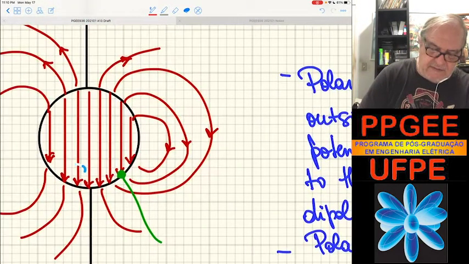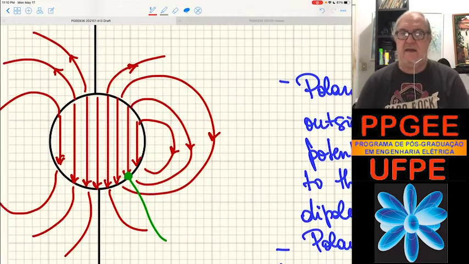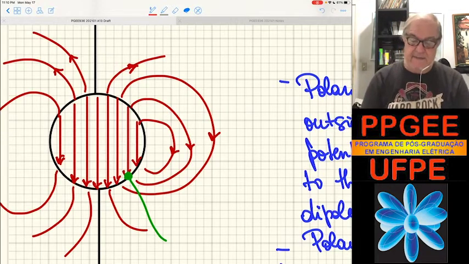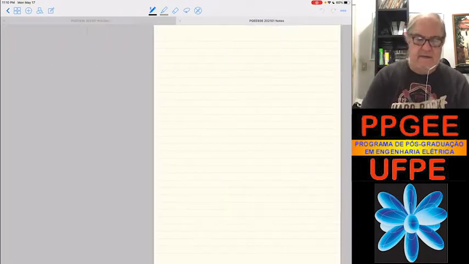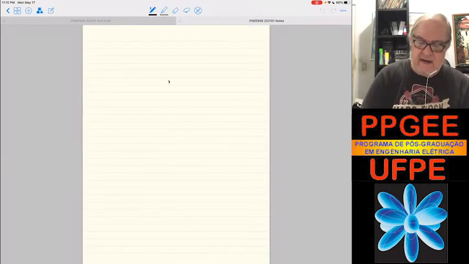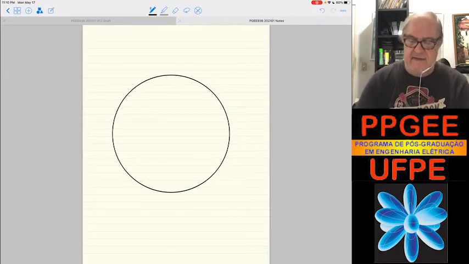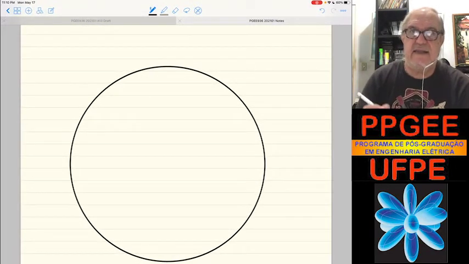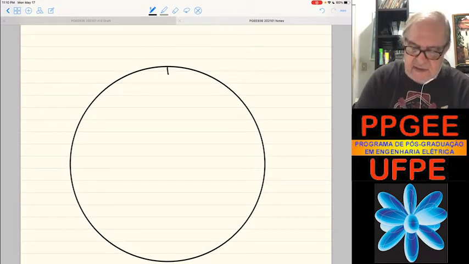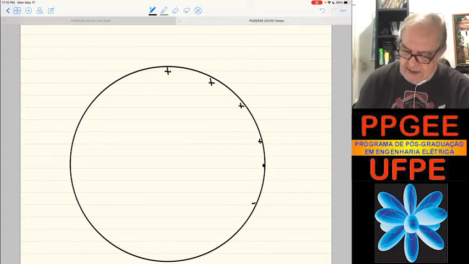Inside, the field is like this, going down, right? So if you see, let me draw separately here. What is the sphere that is polarized like that, right? It means that we have surface polarization charges on the surface, which are like this, and minus here.